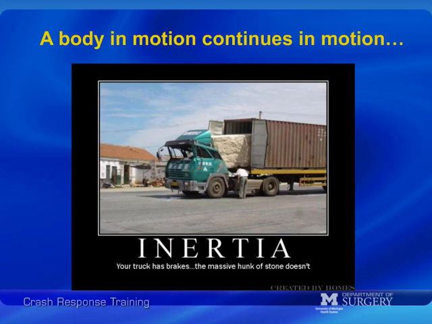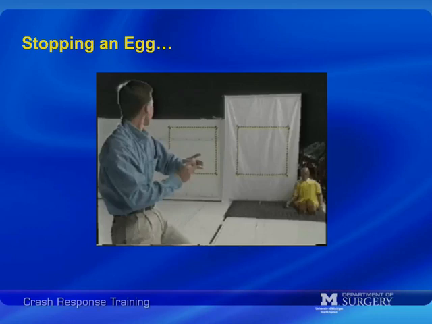This is a nice little poster that I found on the web, and it says, inertia. Your truck has brakes, the massive hunk of stone doesn't. And you can see that when this truck tried to brake very hard, that stone slid along the flatbed of the trailer behind it and came through the front and into the driver's cab. So what happens in a crash is that the vehicle comes to a sudden stop.